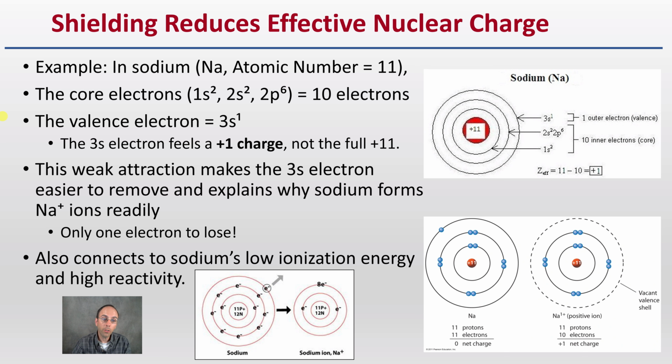This weak attraction makes the 3s electron easier to remove and explains why sodium forms a cation, or a positive ion, so readily. It really only has to lose that one electron way out on the outer shell, not really feeling the super strong pull from the nucleus. Therefore, it's really easy to remove that one. It also connects to sodium's low ionization energy and high reactivity, all contributing properties to the removal of that electron.